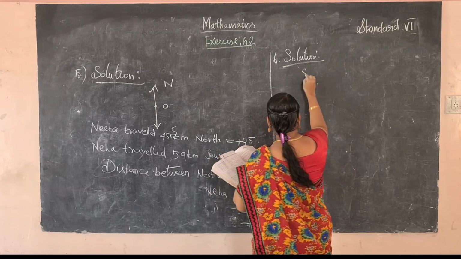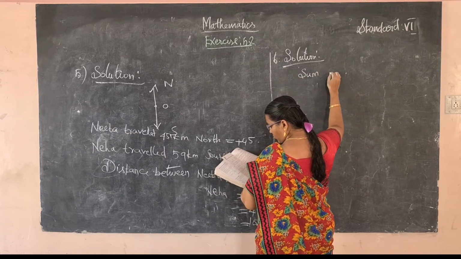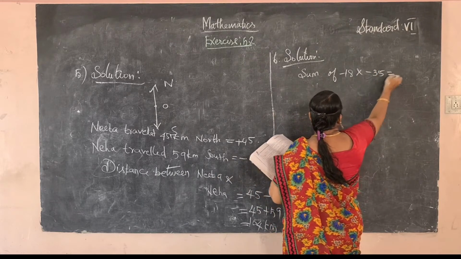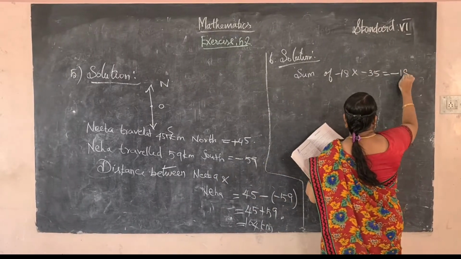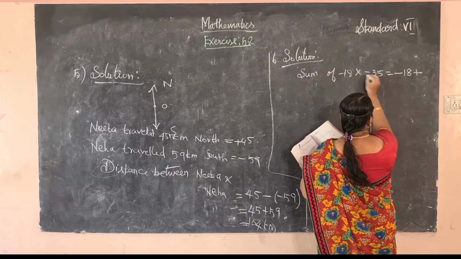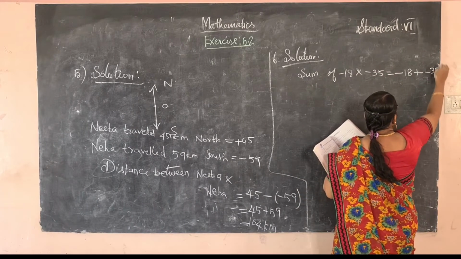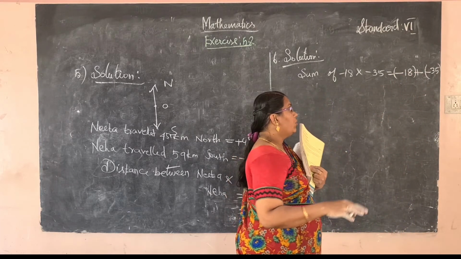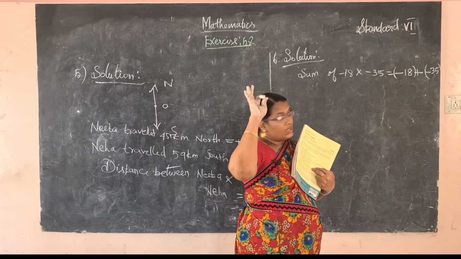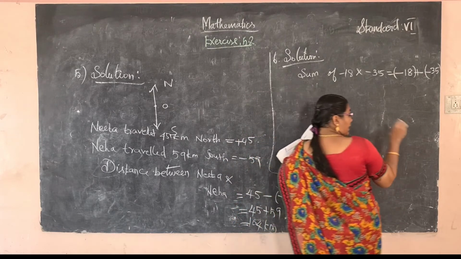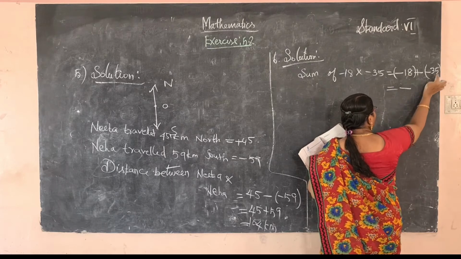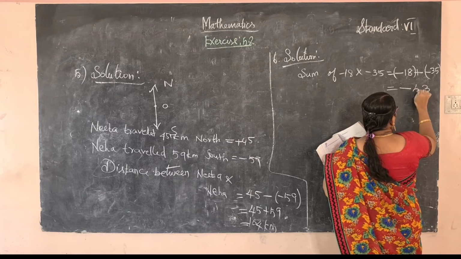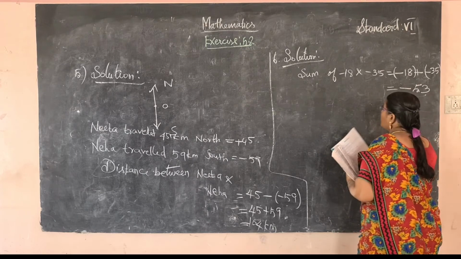So first we have to find out the sum of minus 18 and minus 35. So add these two values. Minus 18, sum of means add. Plus minus 35, both having the negative sign. Both are the same signs. So what we do, add and put the same sign. So 18 plus 35, 53. Okay, so minus 53.